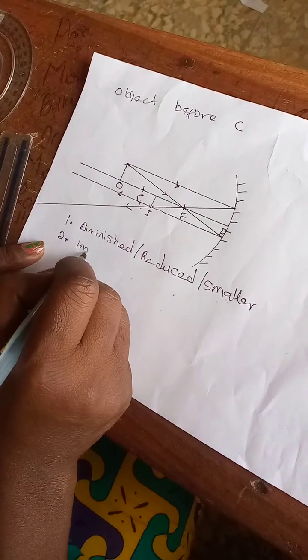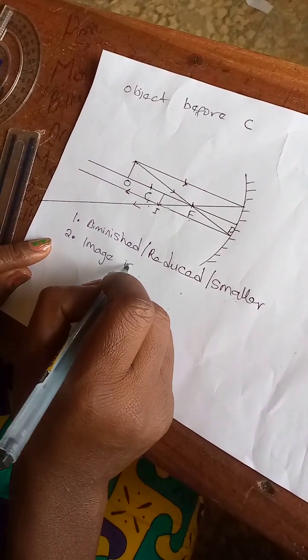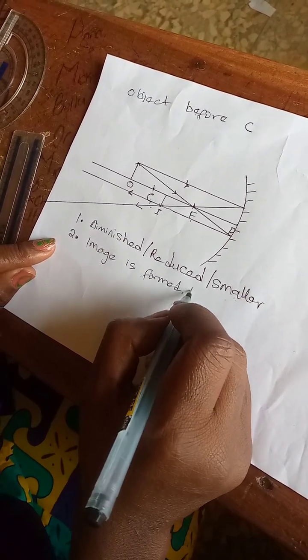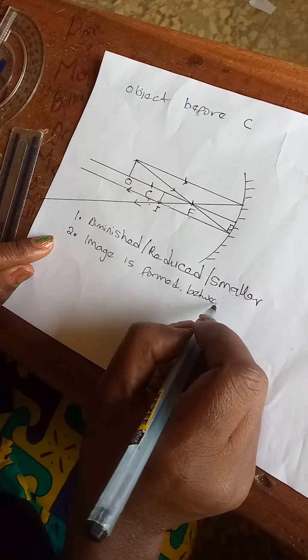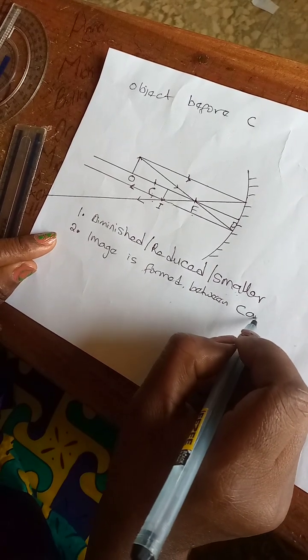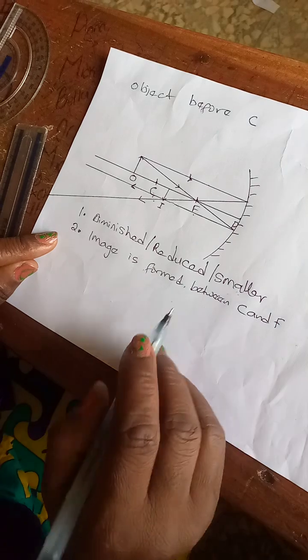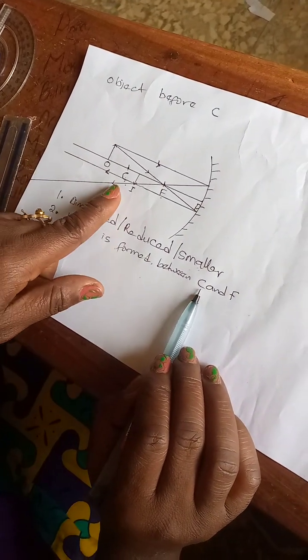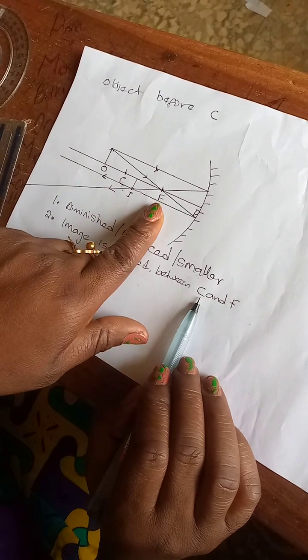The image is formed between what? Between C and F. Permit me to use abbreviation. C is center of curvature. So the image is formed between center of curvature and principal focus.